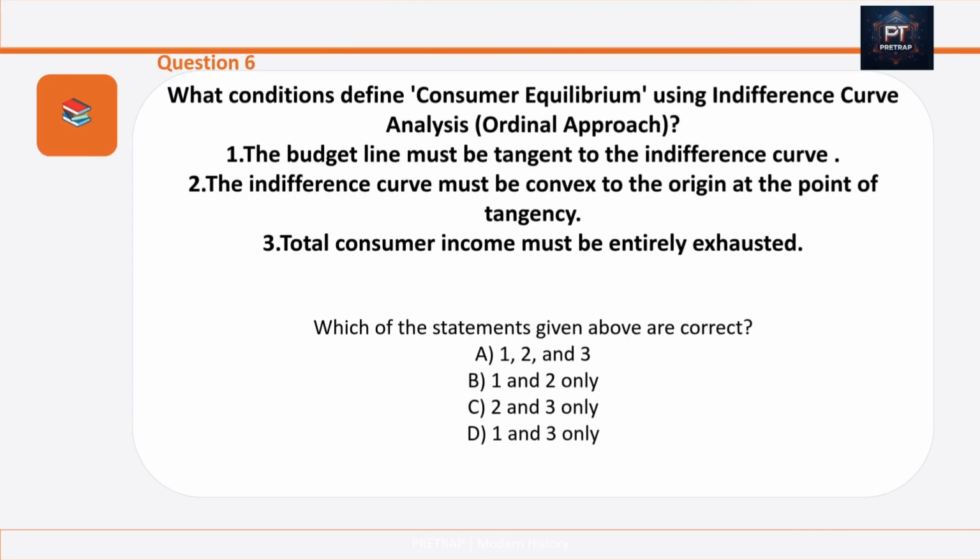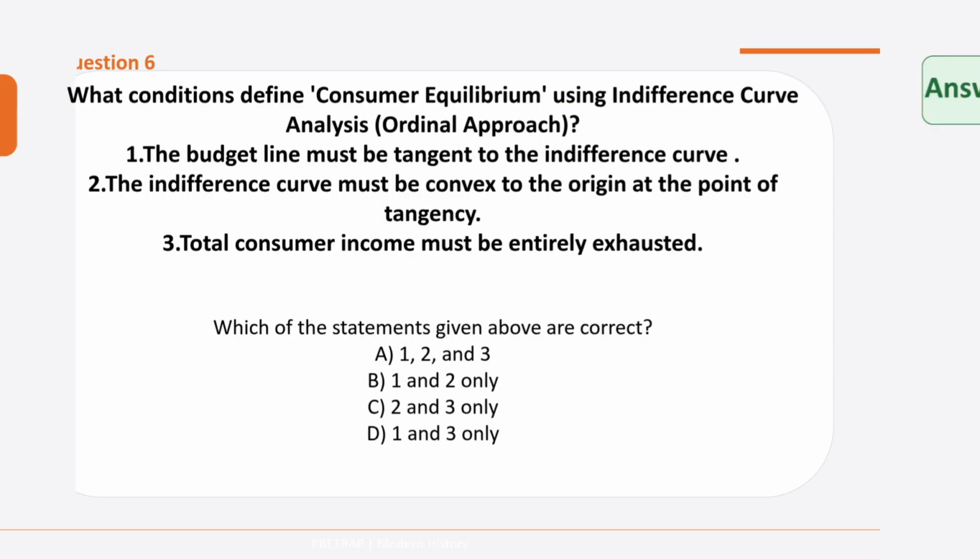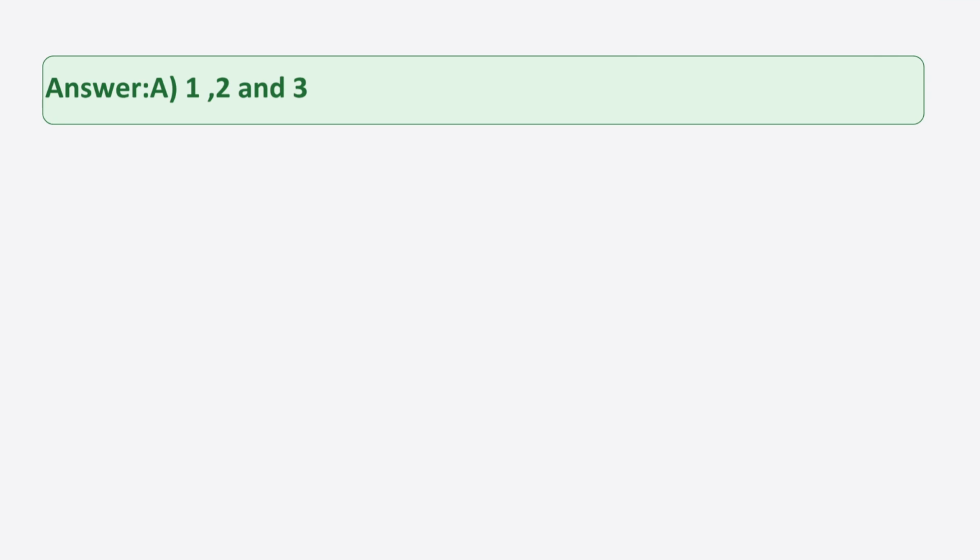Question number 6 is, what conditions define consumer equilibrium using indifference curve analysis? Number 1, the budget line must be tangent to the indifference curve. Number 2, the indifference curve must be convex to the origin at the point of tangency. Number 3, total consumer income must be entirely exhausted. Which of the statements given above are correct? And the answer is option A, all are correct.